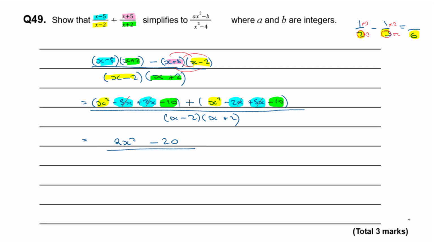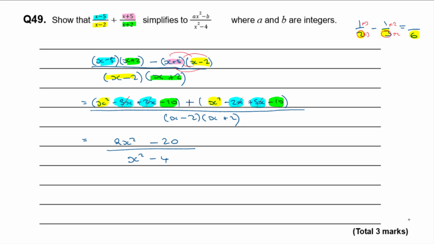Now I'm not going to have anything, I think, to cancel at the bottom, so I'm just going to go ahead and multiply that out. Now that's a difference of two squares, isn't it? So I know I'm going to get x squared minus 4 there, just because I know my difference of two squares. Okay, and then comparing that with the top, I've got 2x squared minus 20.